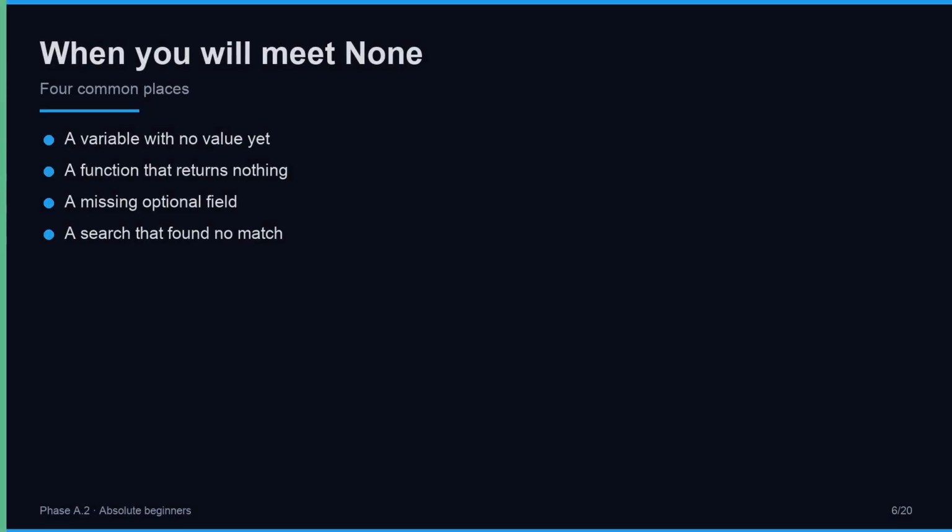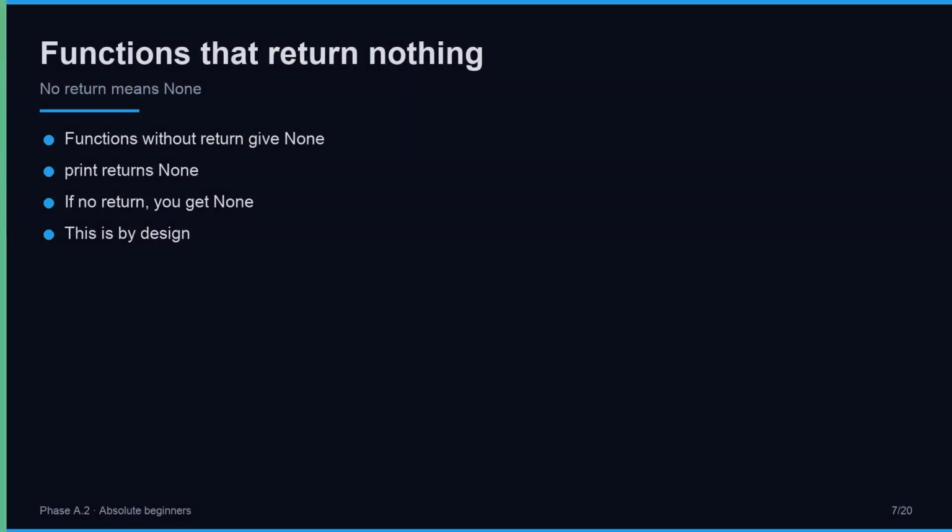Where will you actually meet None? In 4 common places. First, a variable you created but have not given a real value yet. Second, a function that does not explicitly return anything, which we will see in a moment. Third, an optional field in data that was left blank. And fourth, a search or lookup that found no match. In each case None is Python's honest answer, there is no value here. Recognizing these situations is most of the battle in understanding None. 4 common places.